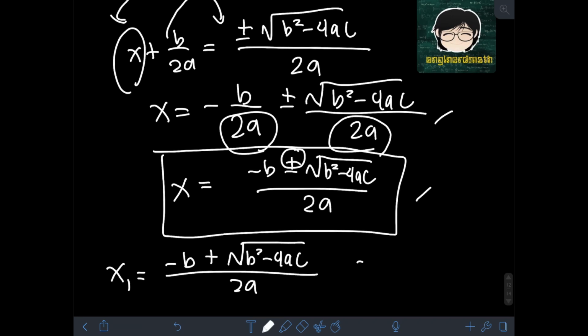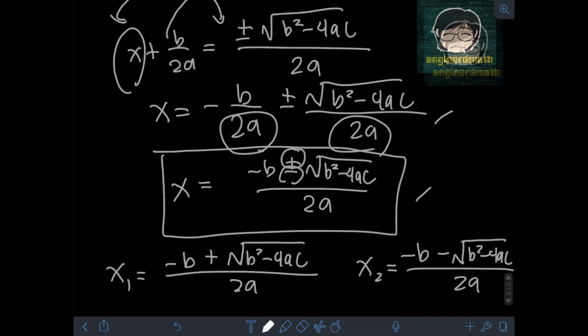And the other solution as x sub 2 is equal to negative b. This time we will get the negative root. So we have minus square root of b squared minus 4ac divided by 2a.